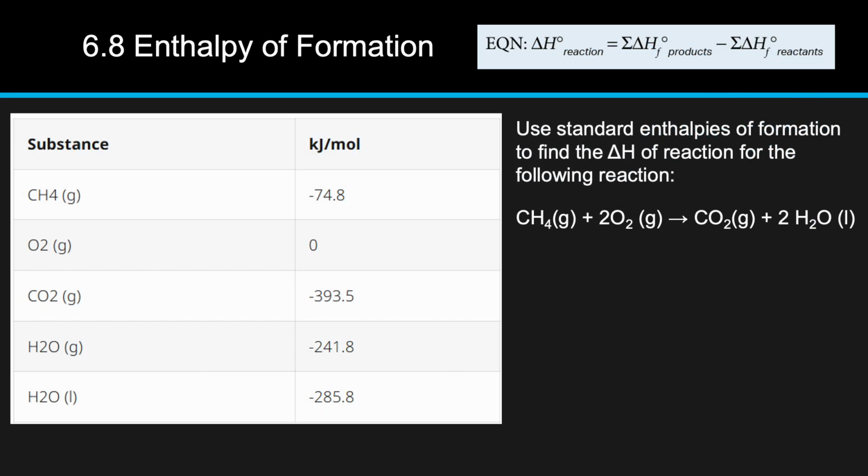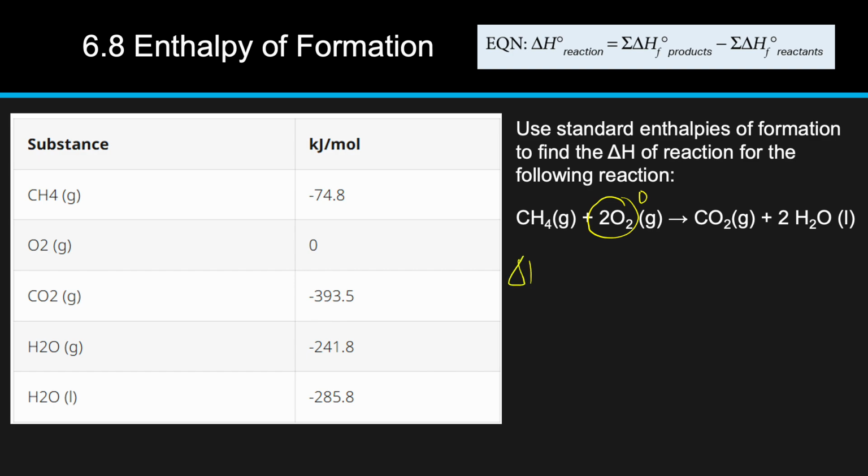All right, so let's do another practice problem. It says use standard enthalpies of formation to find the delta H of reaction for the following reaction. So here we have another combustion problem. Again, O2 that is in its elemental pure form, so it's going to have a formation of 0. So we're just going to ignore that when we're doing our math.